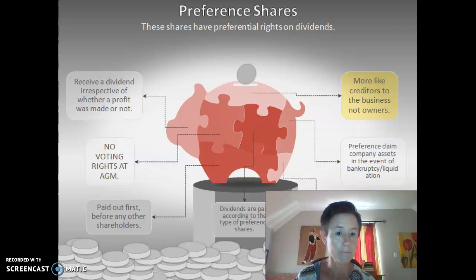Preference shareholders claim company assets in the event of the business going into liquidation. So any assets that are sold off then and the profits of those will go to preference shareholders. Dividends are paid out according to the type of preference share that you have. And wait for it, there are 8 types of preference shares. There's a fixed dividend that you get per year, unlike the ordinary shares, which may change every year.